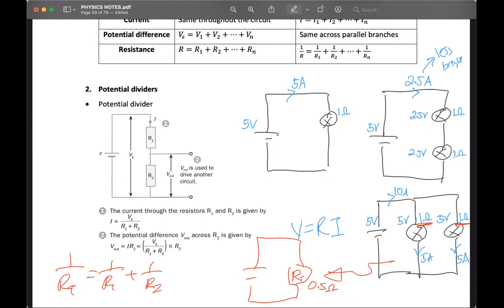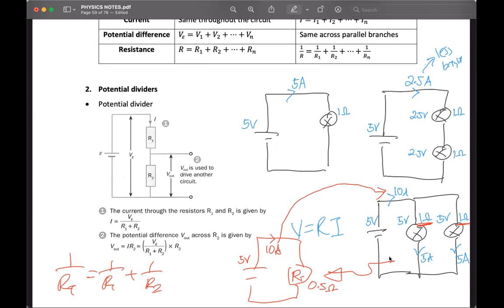So are all of you convinced? If R1 is 1, R2 is 1, 1 plus 1 is 2. So 1 over RT is 2, so RT will be half. Clear? Then the voltage is still 5 volt. So V is 5, the R is 0.5 ohm. Are you able to all calculate? The current will be 10A. Is it magical? This 10A is the same as this 10A. They are the same. Clear?